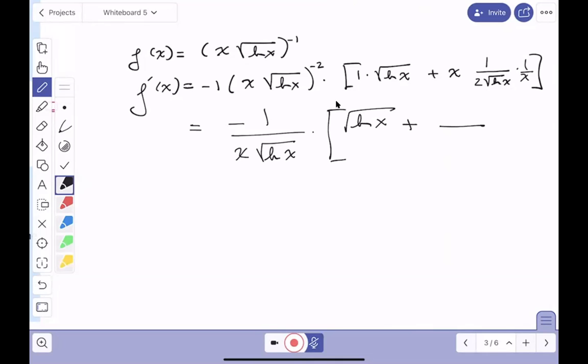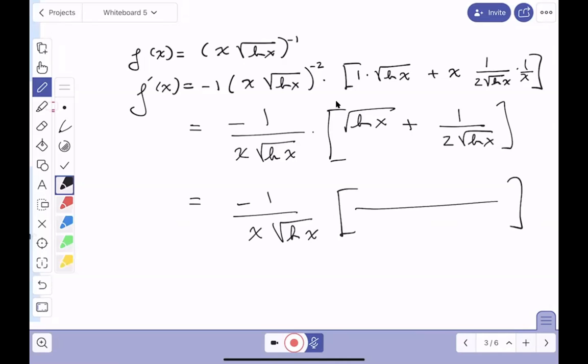What does this give us? 1 over 2 root ln x. Oh boy, let's take a look. I know it's a lot of work. Let's see, I get 2 ln x here, plus 1. All right, let's take a look.